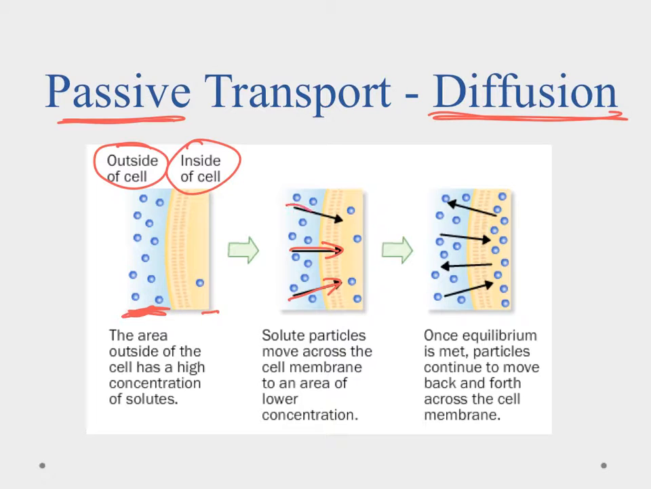So we see them moving into the cell, and once we reach equilibrium, meaning that the concentration is the same inside and outside, then we'll see that the particles can move freely in and out of the cell.